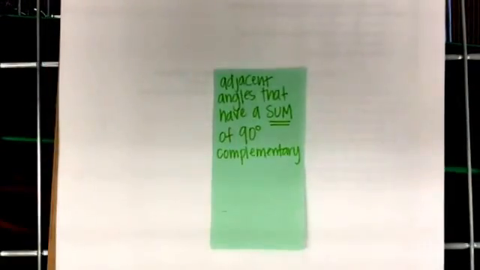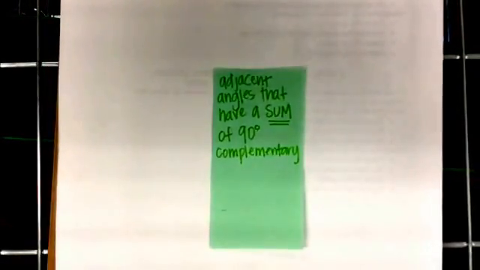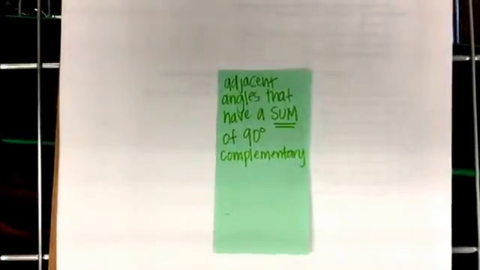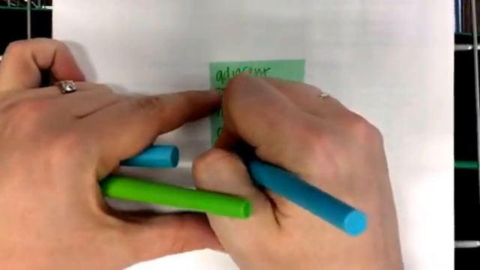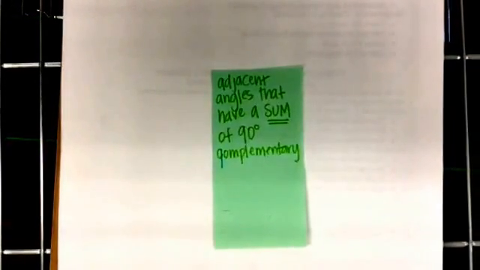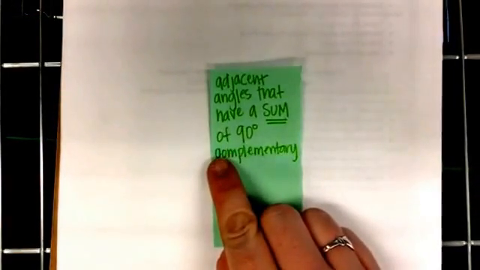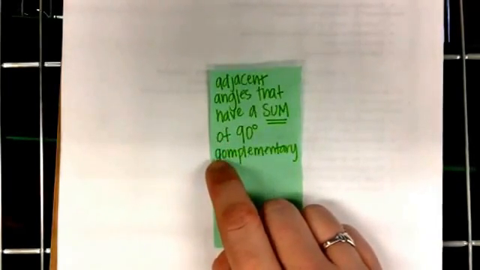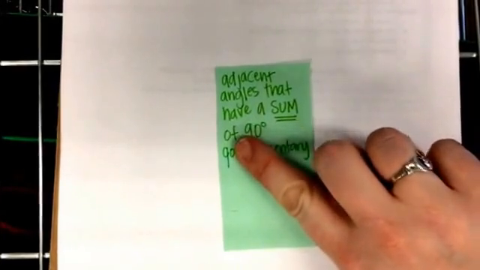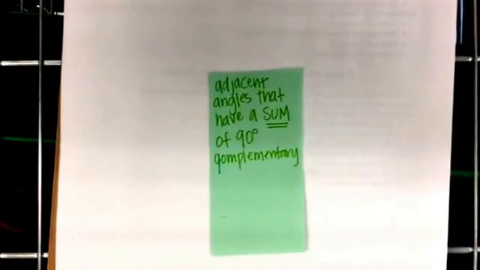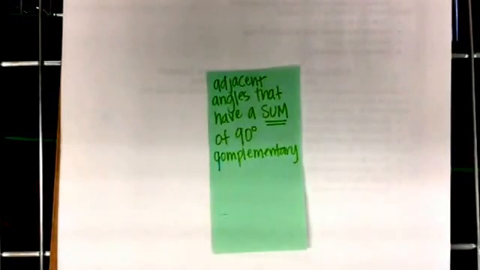Here's my hint to how I remember this. It's not the best hint, but it works. Complement. The C becomes a 9 pretty easily. Right? In C, complementary, if I draw a line down, I get 90 right there. Complementary angles make 90 degrees.